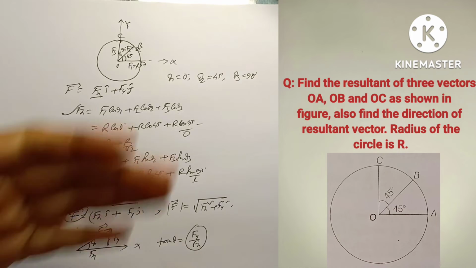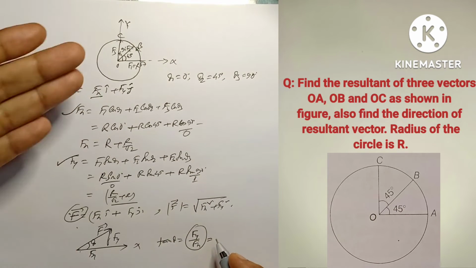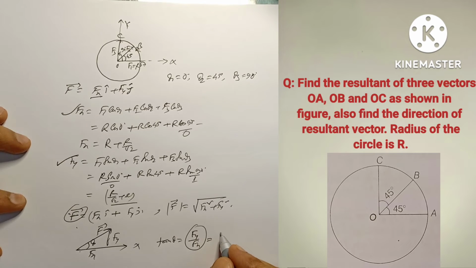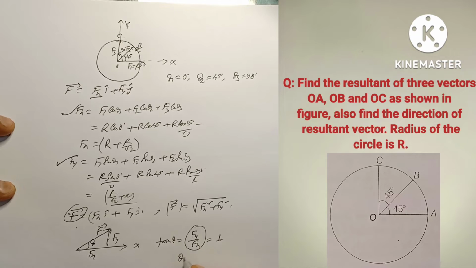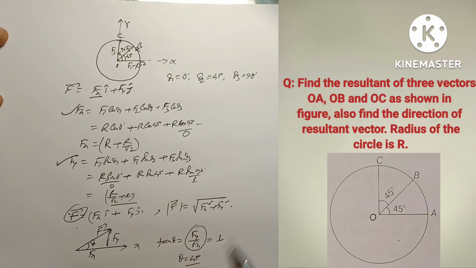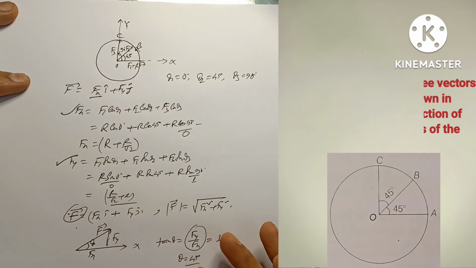So we also know fx and fy. Just substituting this below, we get equal to 1. These two are equal, fx and fy. Then theta equal to 45 degree. Okay, in this way we can also calculate the magnitude of the resultant vector and the number of vectors.